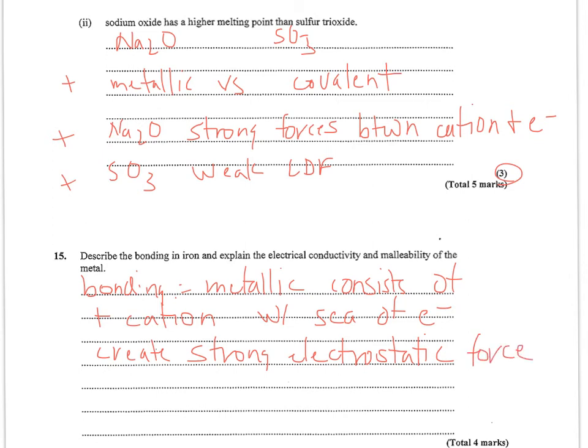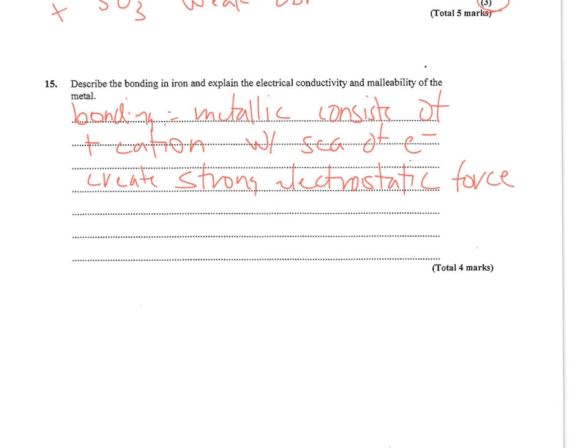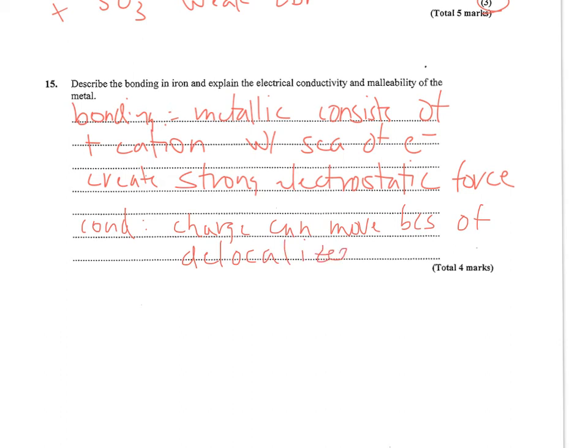So then as far as the electrical conductivity is the easy one to describe. This is because charge can move. And that's because of the delocalized electrons. And then the malleability is a little more involved to explain, but it's still only 1 mark. The malleability is because the cations can be rearranged without breaking the bond.